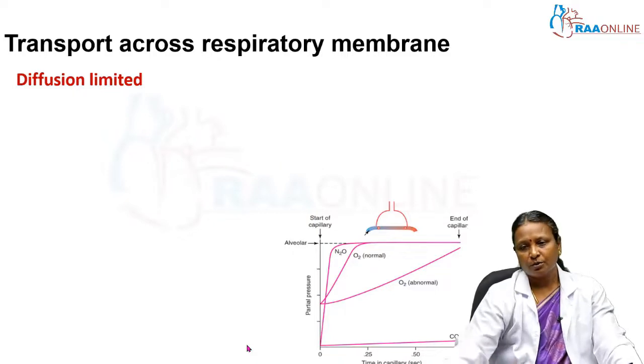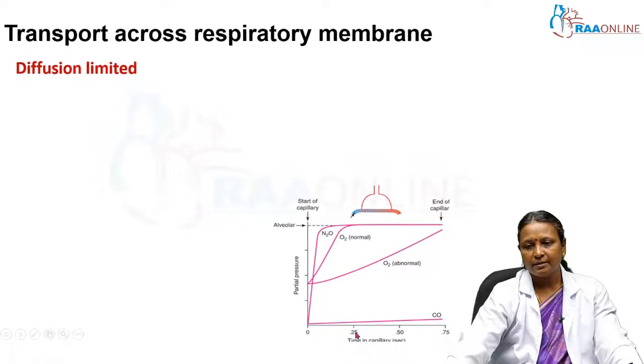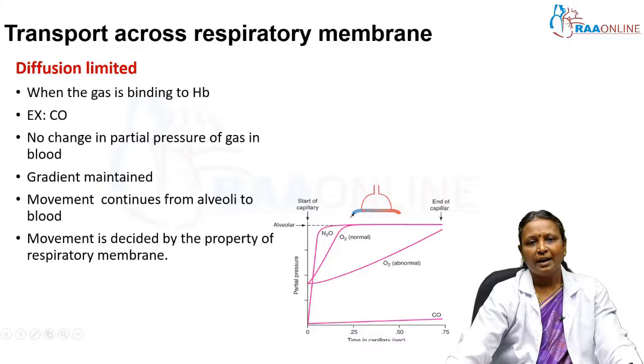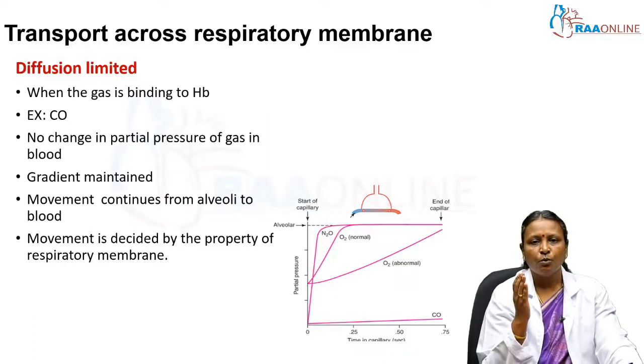Coming to the transport, if you see this graph, this is the duration of blood in the capillaries. It is less than 0.8 seconds. Here in the y-axis you have the partial pressure. You have carbon monoxide, you have oxygen, you have nitrous oxide. You have three gases. What do you understand by the term diffusion limited? When a gas is binding to hemoglobin, say carbon monoxide has high affinity to hemoglobin, what happens?